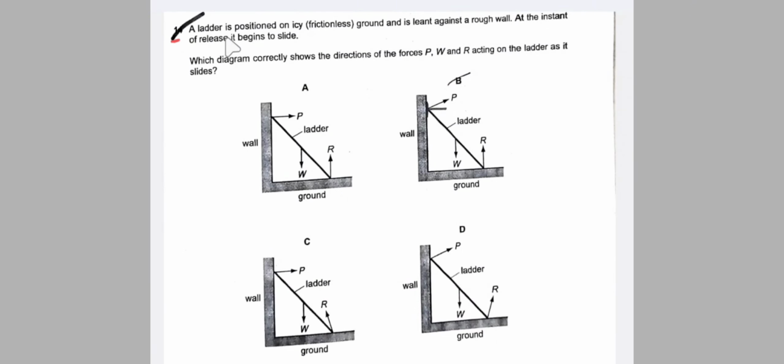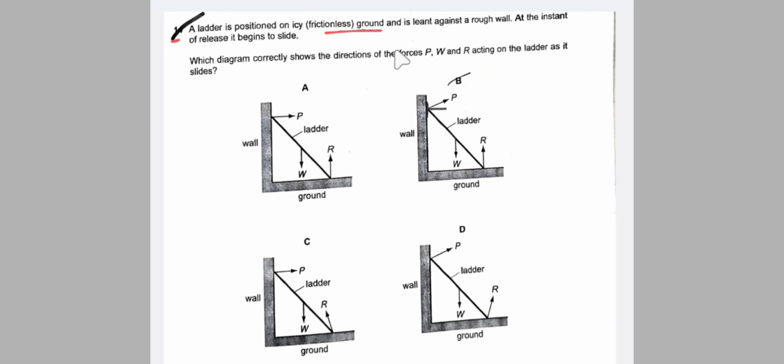Question number 14. A ladder is positioned on an icy, frictionless ground and is leaned against a rough wall. At the instant of release, it begins to slide. Which diagram correctly shows the direction of forces P, W, and R acting on the ladder as it slides?